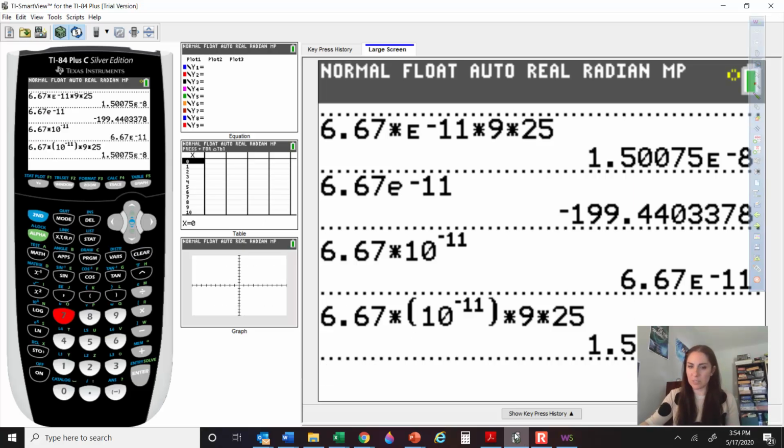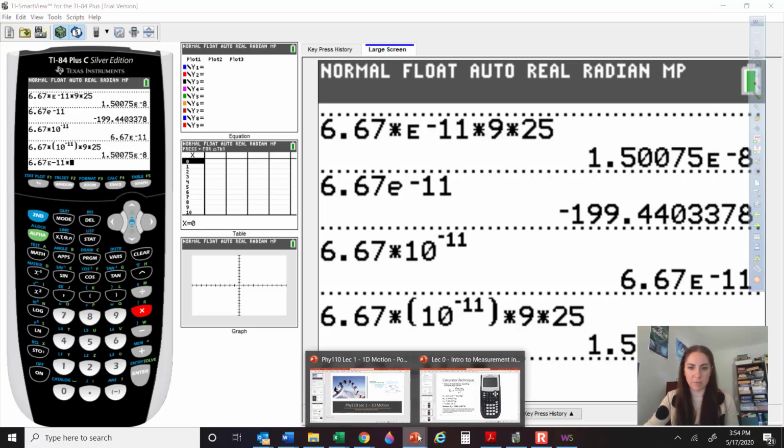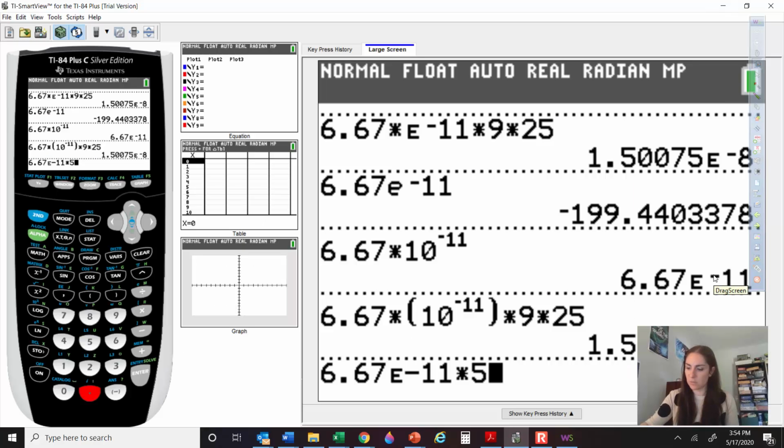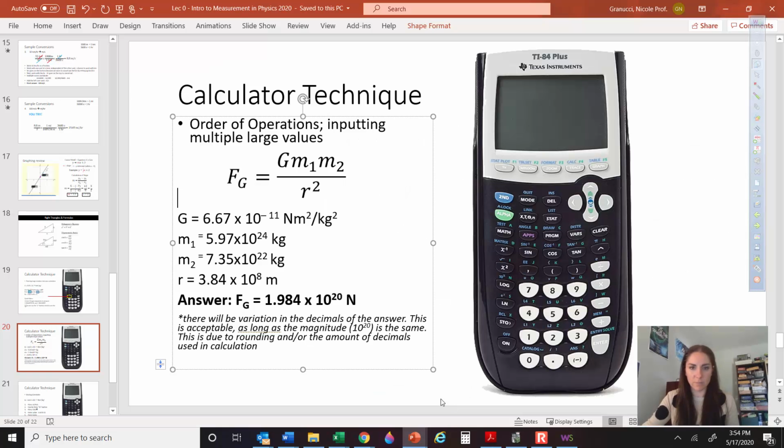So I'm going to do 6.67 e to negative 11th, times, I think it's the mass of the Earth, which is 5.7 to the 24. Actually, I'm pretty sure that's not, I think it's the 23rd, but that's okay. We're just going to go with our example. And then the mass of the moon, which is, let's see, 735.22.